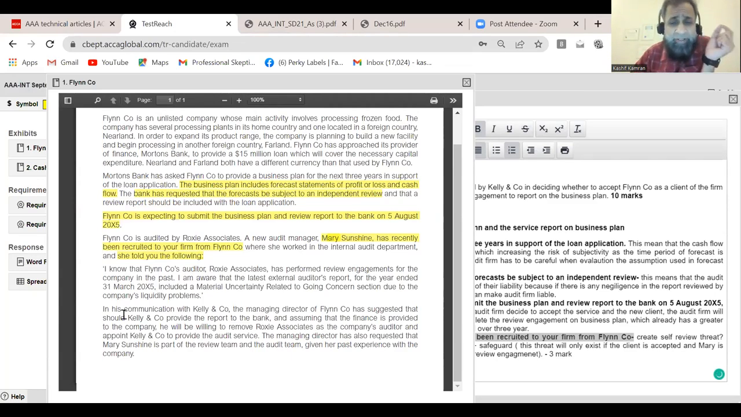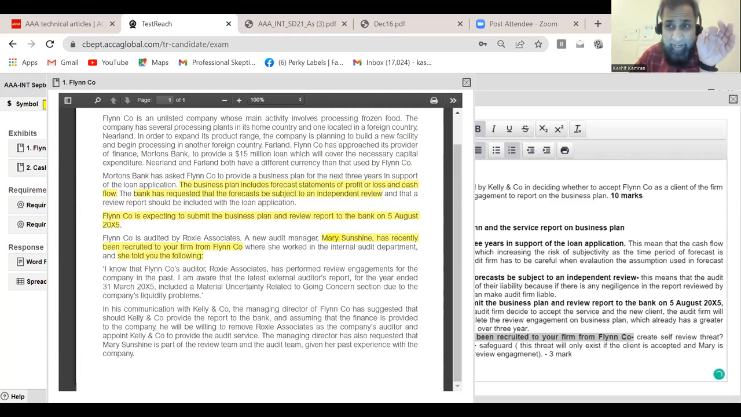The company is facing material uncertainties relating to the going concern, and this has been highlighted by the previous auditor, Roxy. But has this matter been communicated to you by the management directly? Who is communicating this matter to you? Mary. So is the management concealing this matter from you? Has this matter been directly communicated to you by Flynn Company management? No. Who is communicating this? The previous employee. So is the previous employee working as a whistleblower?